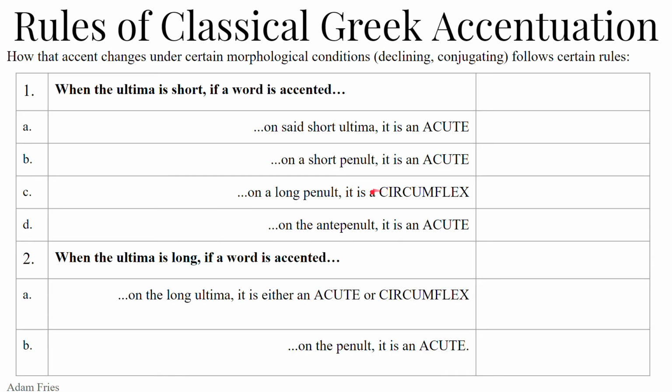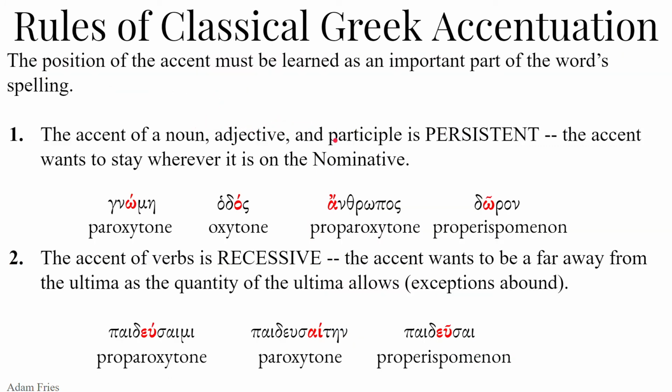All right, fantastic. So, how does the accent change under certain morphological conditions when we decline or conjugate? We've already said the ultima is the big decider. So the accent on, say, nouns, adjectives, and participles wants to be wherever it is in the nominative. But when you start declining and adding different endings, that sometimes changes the length or quantity of the ultima, and that will change the accent.